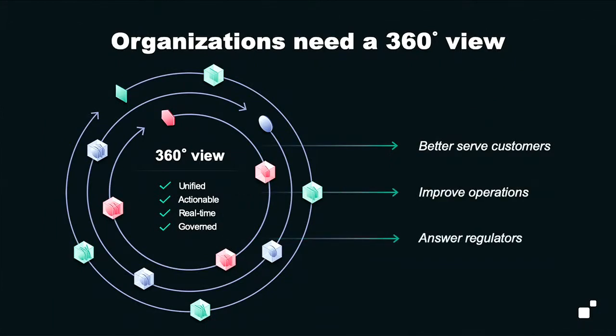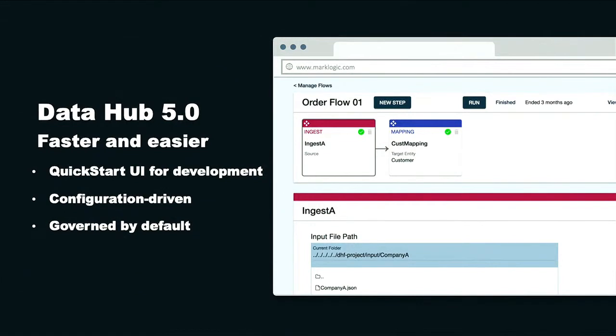So Data Hubs take in data from multiple sources and integrate them to create a 360-degree view that's then accessible to all your downstream applications. Organizations need a 360-degree view for these reasons, and they need a view that's actionable, real-time, governed. MarkLogic provides all these things, but what Data Hub adds to that is that it's the fastest and easiest way to configure and maintain this integration.